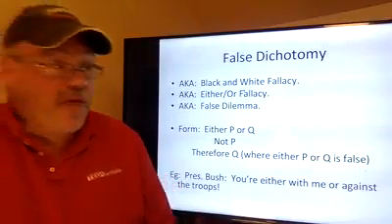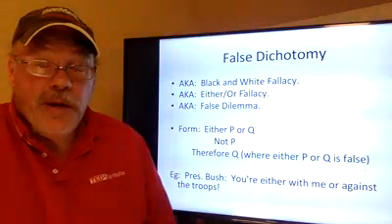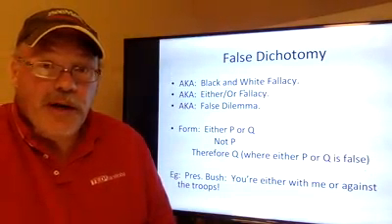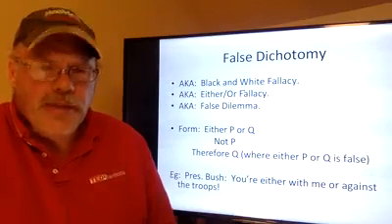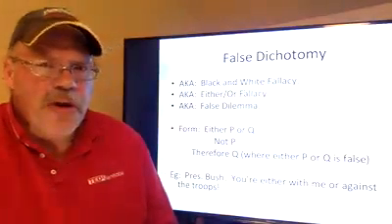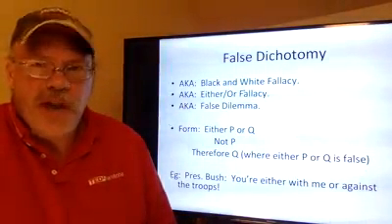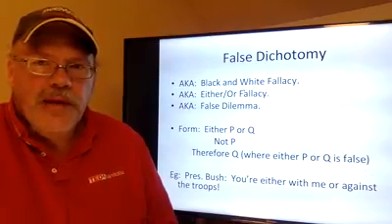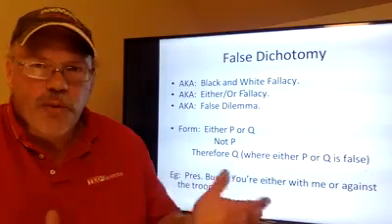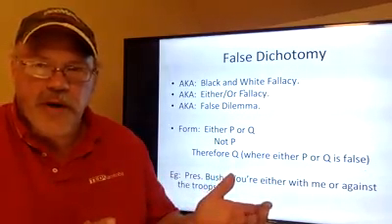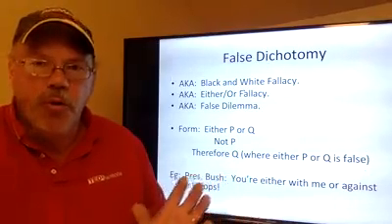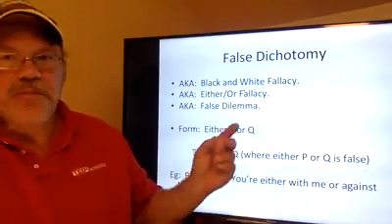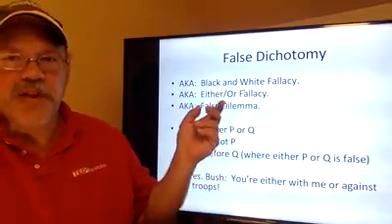Next fallacy, false dichotomy. That's a kind of a big word, and we'll talk about that in a minute. Other names are black and white fallacy, the either or fallacy, the false dilemma. And dichotomy is this word we use for the or, any statement that has the word or in it. So maybe the best word may not be this either or thing.